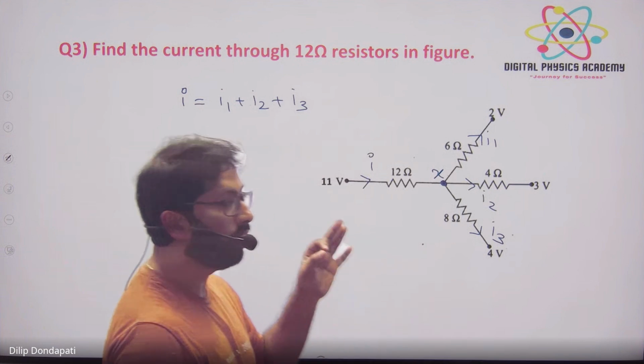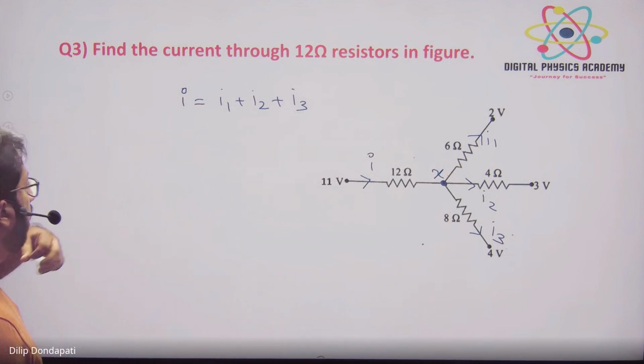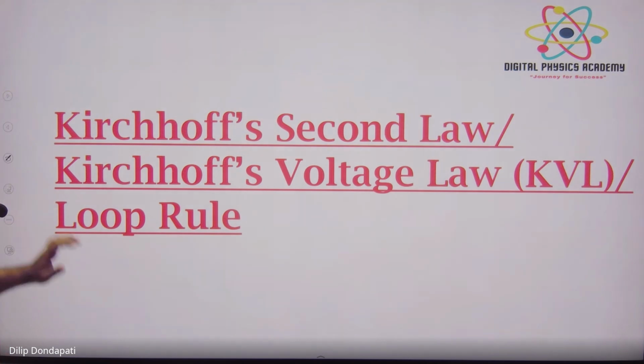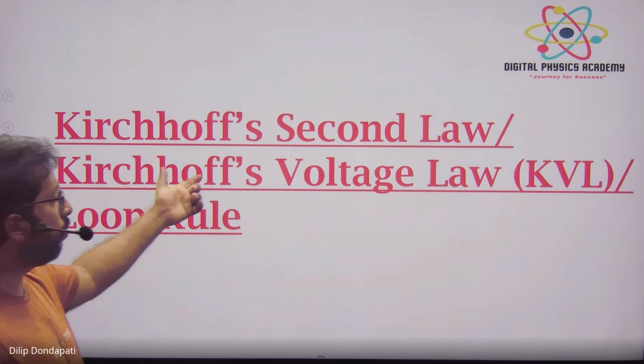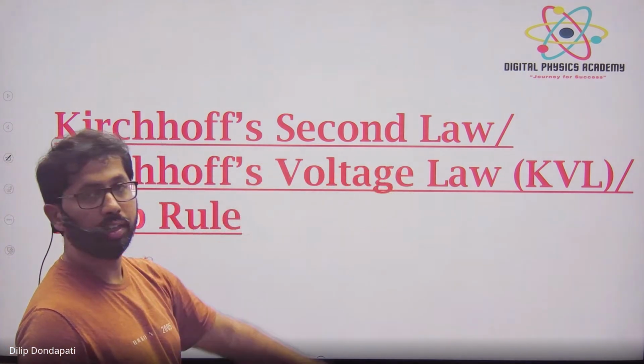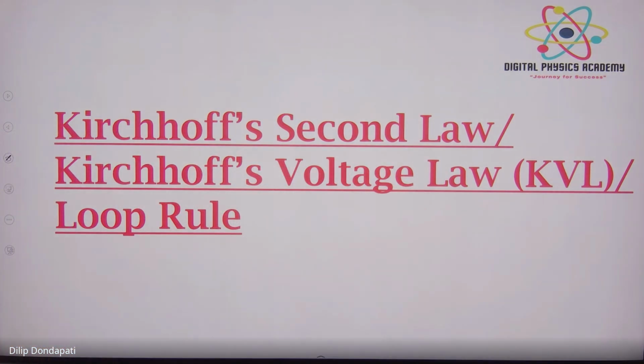So this is the basis of KCL. Understood? Sum of the incoming currents equals the outgoing currents. Okay. Next, a very famous one: Kirchhoff's second law, also called Kirchhoff voltage law, short form KVL, or the loop rule.